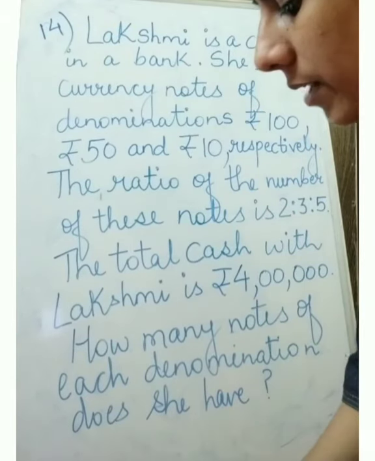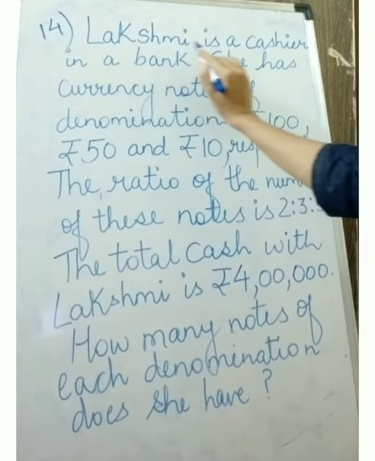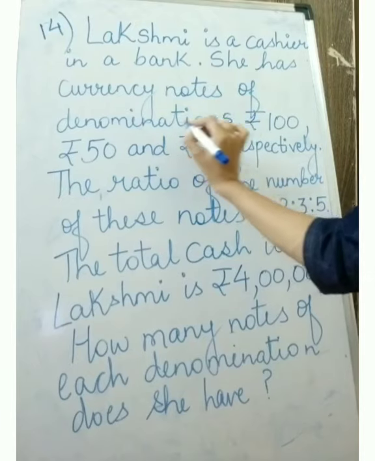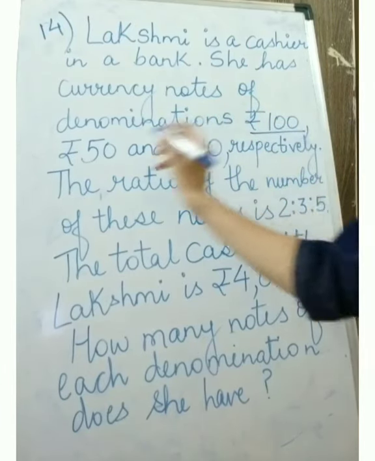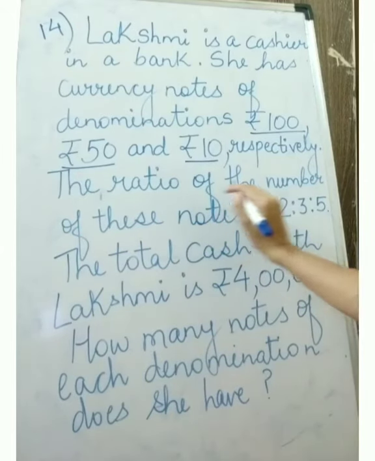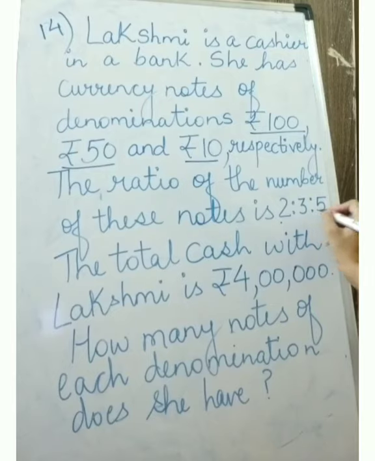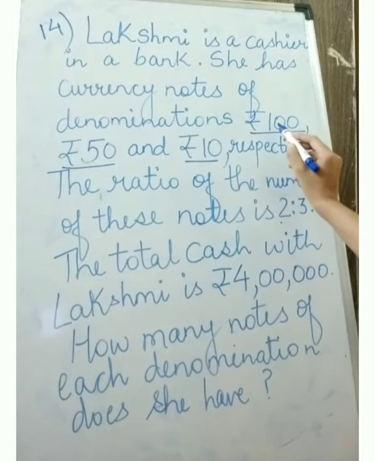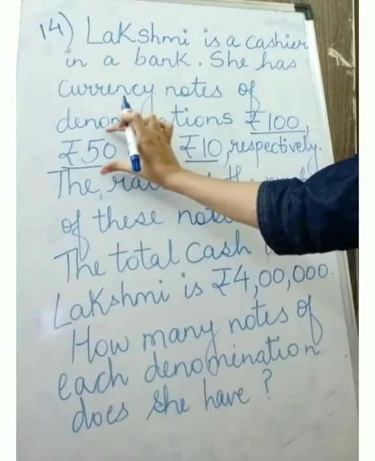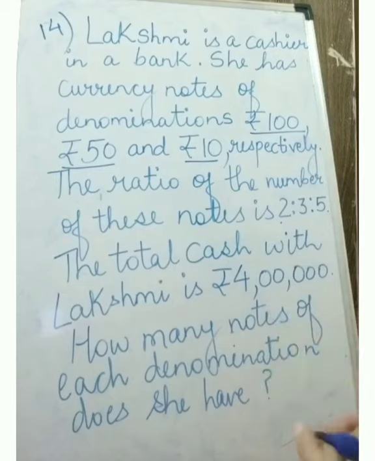Okay, now we will discuss question number 14 from exercise 2.2. Lakshmi is a cashier in a bank. She has currency notes of denomination 100, 50 and 10 respectively. The ratio of the number of these notes is 2:3:5. It means the denomination of 100 is in the ratio of 2, rupees 50 in the ratio of 3 and rupees 10 in the ratio of 5.